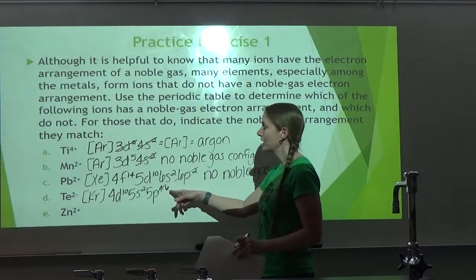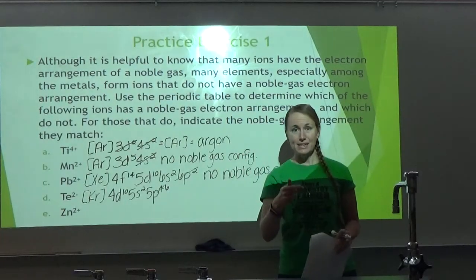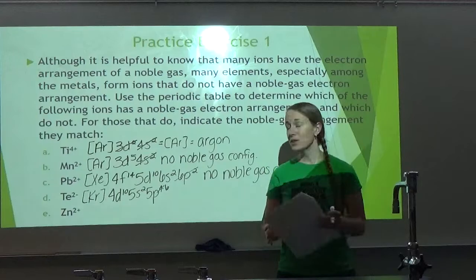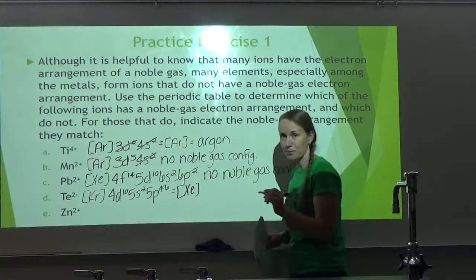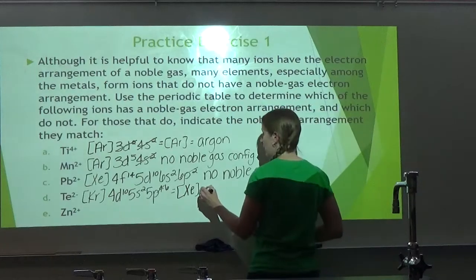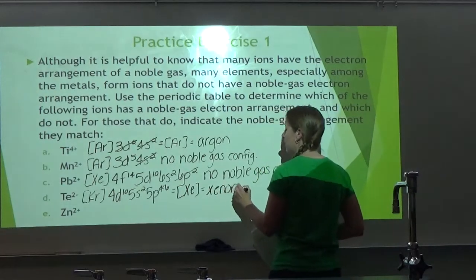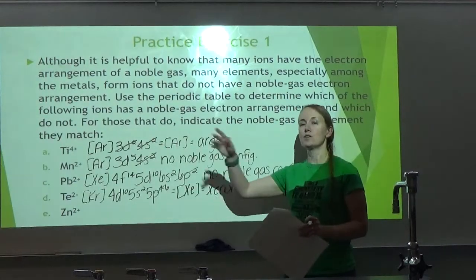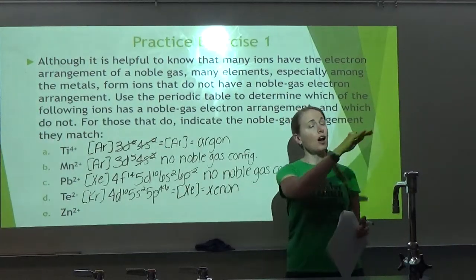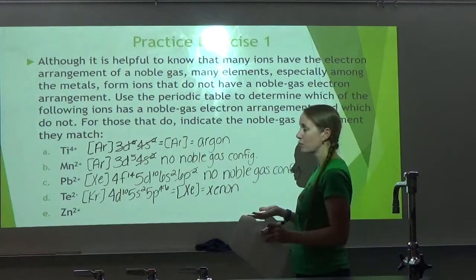But the problem is we have finished off 5p6. So if you look at the periodic table, the end of 5p6 is just xenon. So it actually does have noble gas configuration. It has the same configuration as xenon. Okay, so that's where you got to be careful, is when you add electrons to finish off a row, that will also give you noble gas.